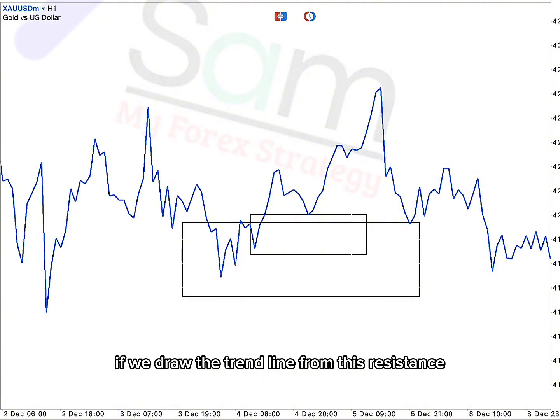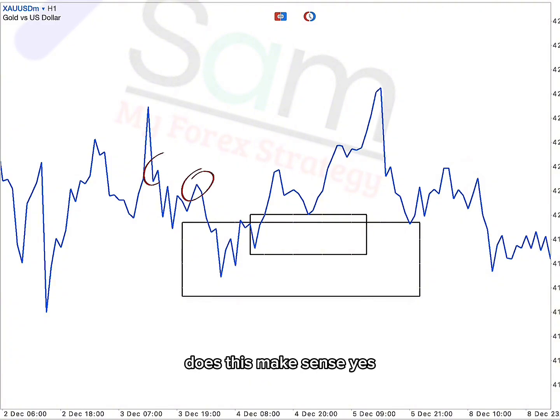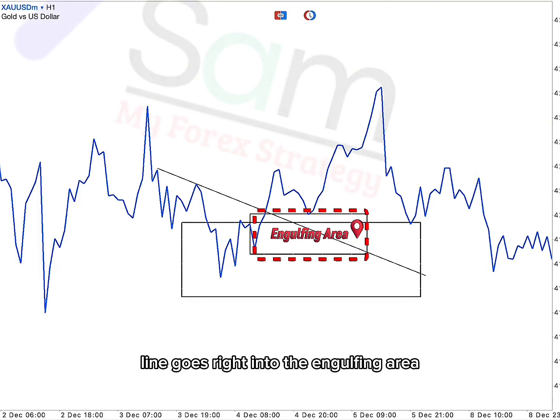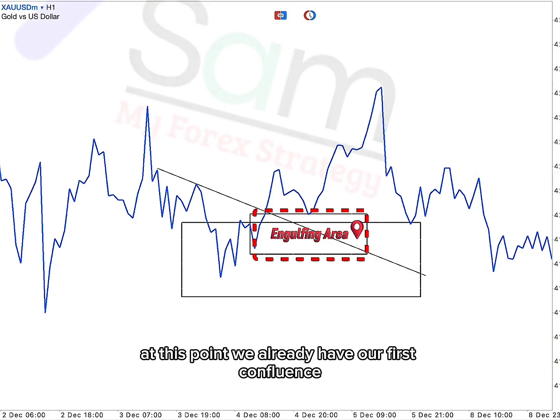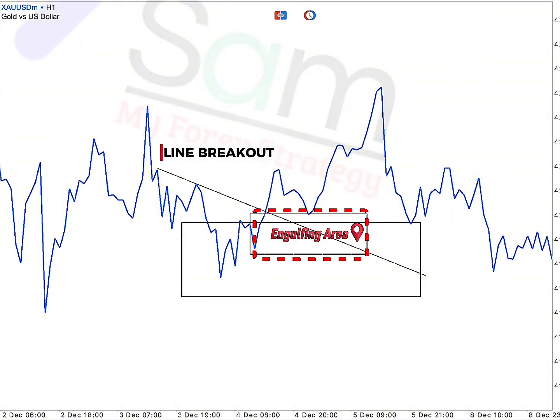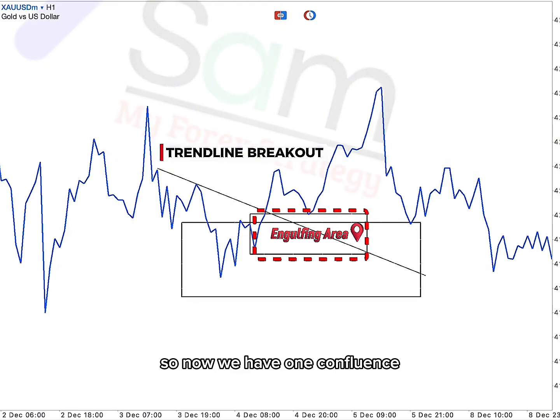Now, what if we draw the trend line from this resistance to this one instead? Does this make sense? Yes, it does. Why? Because this trend line goes right into the engulfing area and has clear correlation. This is what a logical trend line looks like. At this point, we already have our first confluence. I call this a trend line breakout. Still with me? So now we have one confluence.